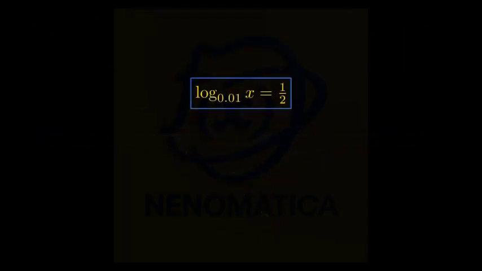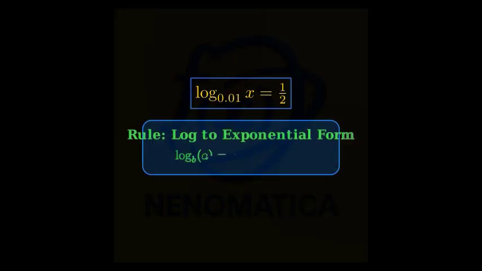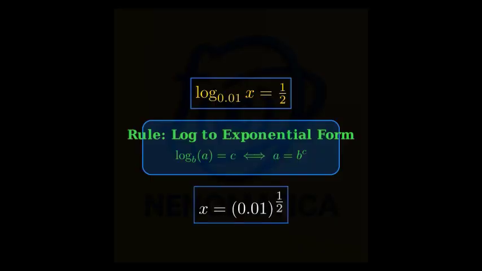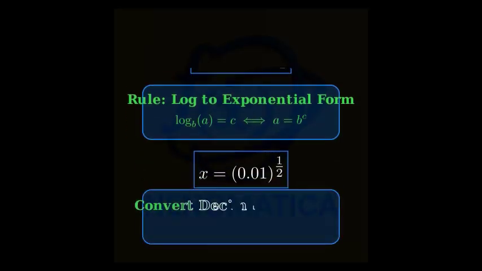Example 1. We start with log base 0.01 of x equals 1/2. Use the definition of a logarithm to convert to exponential form: log base b of it equals c if and only if it equals b to the c power. Therefore, x equals 0.01 to the 1/2. Rewrite the base as a fraction.